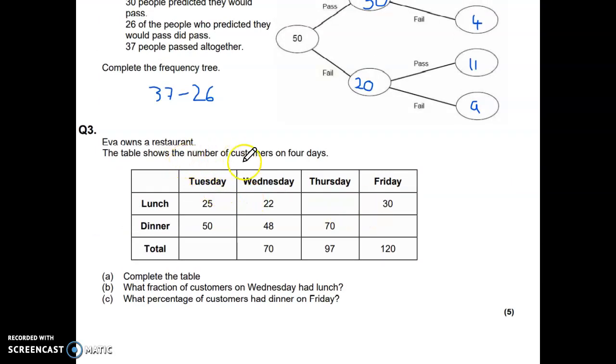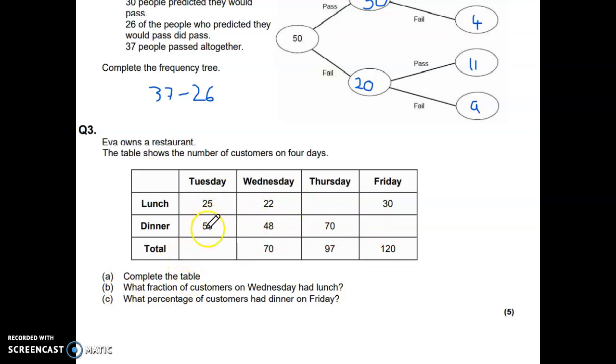So number 3, Eva owns a restaurant. So this table shows the number of customers that she's had on 4 days. So there's your 4 days. So she can get lunch customers or she can get dinner customers, and there's the total. So it says complete the table. So this is a two-way table. So when we complete it, what we're looking at is just basically putting the information in.